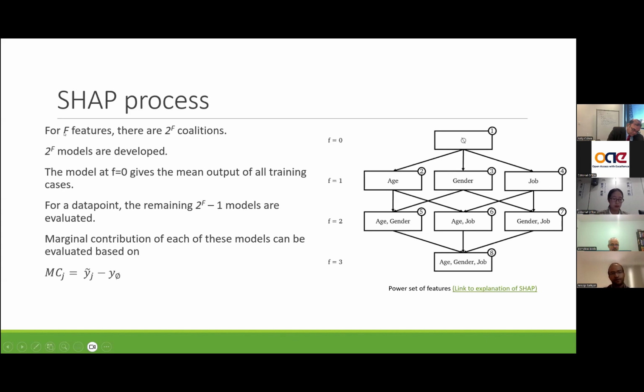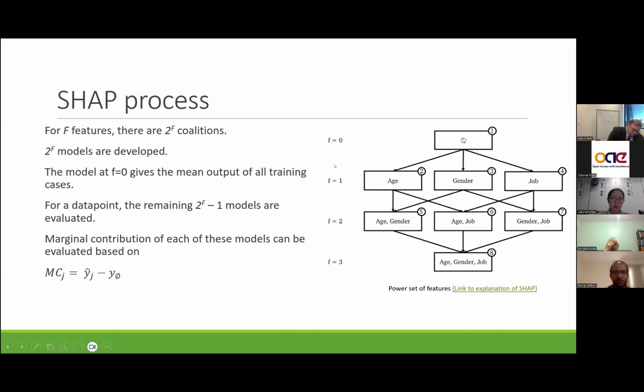So if we have F number of features, then we consider 2 to the power F coalitions, because we are essentially considering each combination of features. You can see here at the F equals 0 layer, we don't have any feature. So that would essentially point to the mean of the outcome variable. This is the null model, which doesn't consider any feature, and it just outputs whatever the mean of all the cases in the training set is.